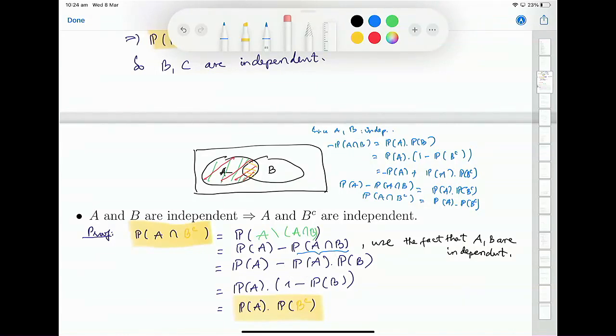Okay, so now we complete the proof that if A and B are independent, we can deduce that A and B complement also are independent. Do you have any questions?